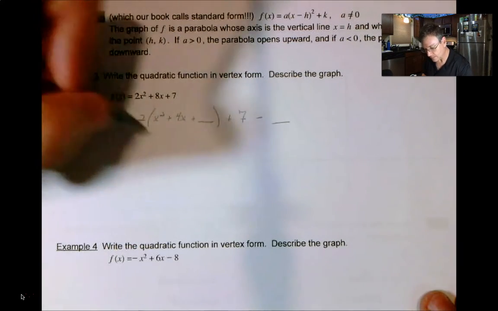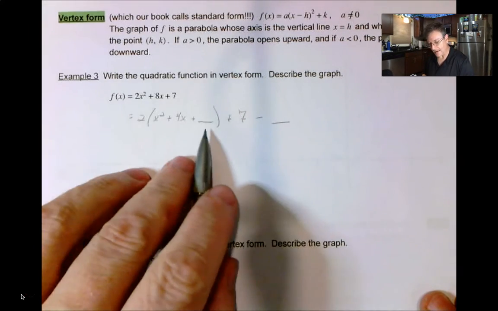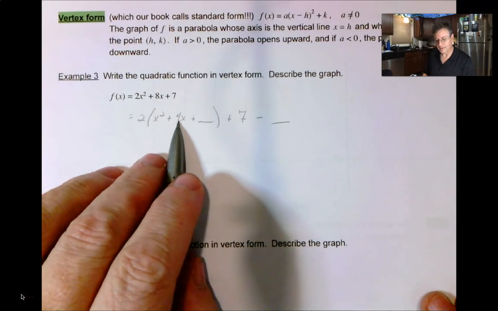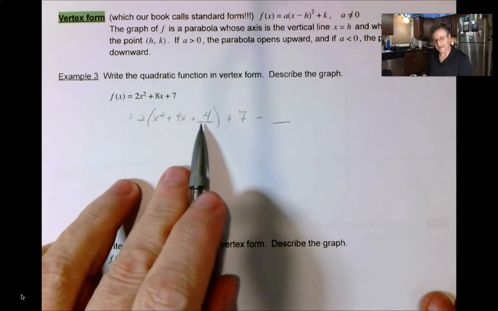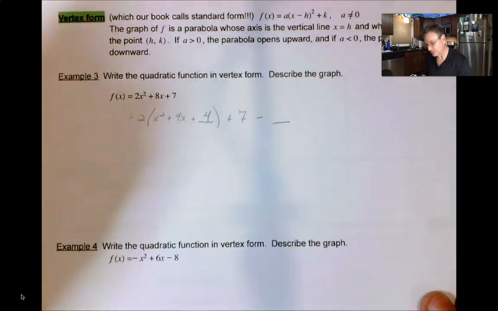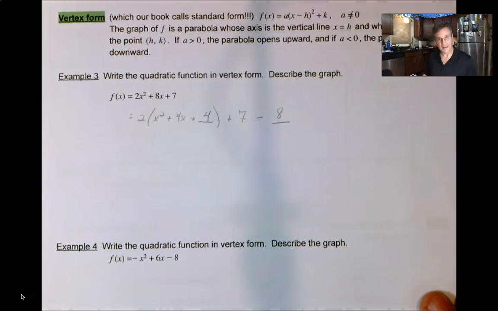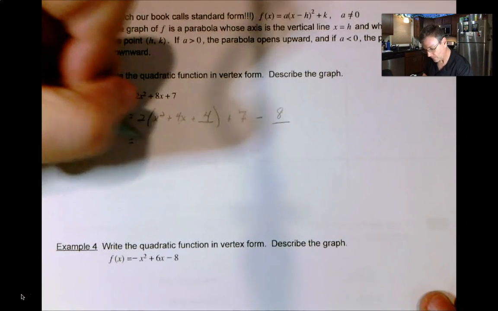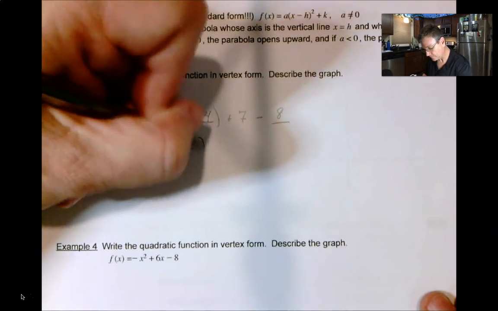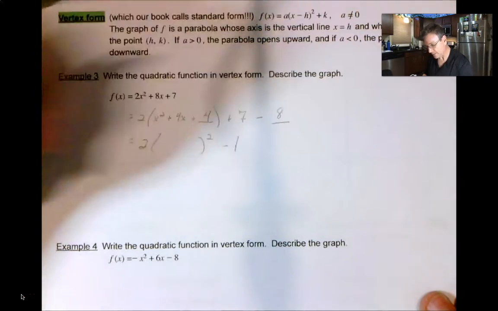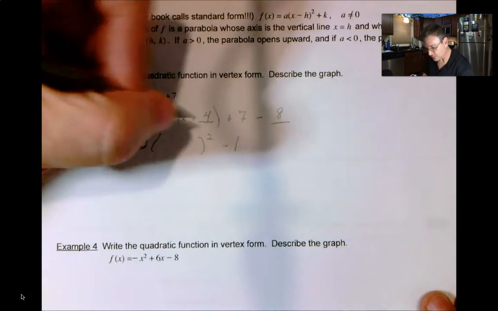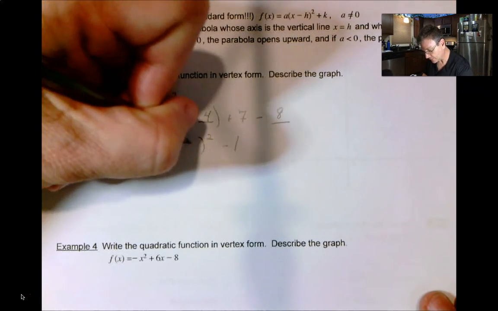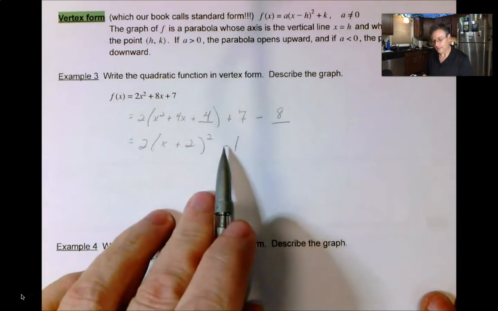So, what am I adding in? Well, we take the b, divide it by 2, and then square it. So I'm adding in 4, and I also need to subtract 8. 2 minus 1. This factors into 2 times (x plus 2) squared, and then minus 1.